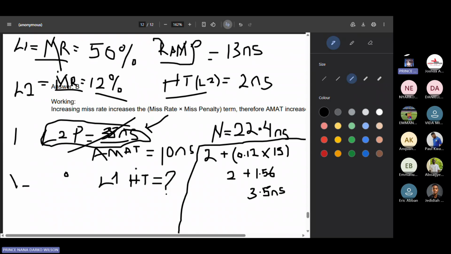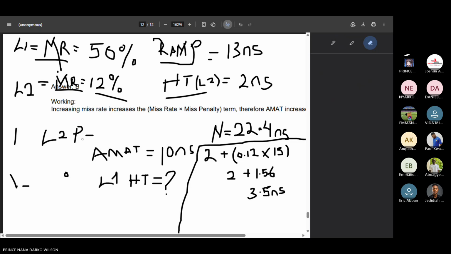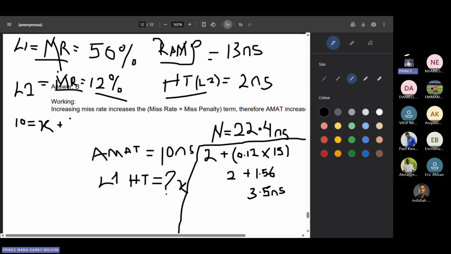According to the formula we know for hit time, let me clean some of these things from the screen. The formula for hit time of level 1 is inside the average memory access time formula. So we just use that and manipulate it so that we can get our answer. The average memory access time is 10 seconds. I'll not write the formula, I'm just putting in the substitution. 10 is equal to level 1 hit time, which we do not know, so let's represent it with an X. So it's equal to X plus level 1 miss rate.